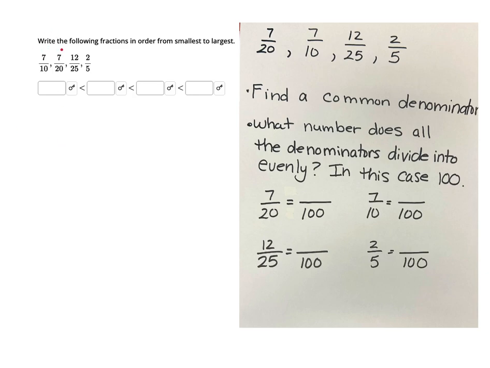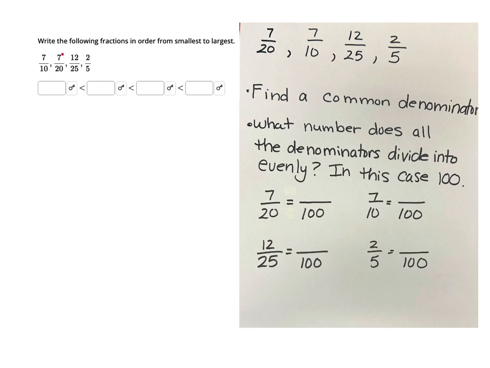In this example, we're going to write the following fractions in order from smallest to largest. Now, in order to do that, we need to have a common denominator so that we can compare the parts out of the whole, and that's what's going to help us determine which ones are bigger and which ones are smaller. And it's hard to do that and compare these right now because they all have different denominators. So the key to this question is to find a common denominator and rewrite all of these fractions in a different form with that same denominator.